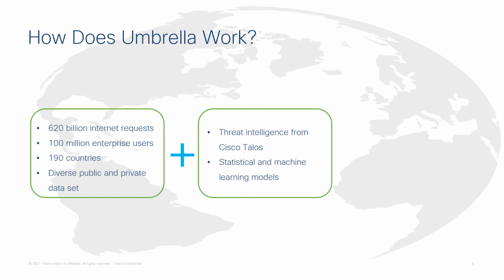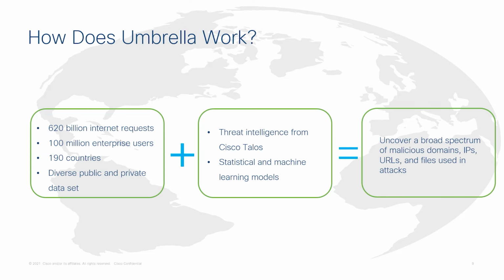Leveraging threat intelligence from Cisco Talos as one of the largest commercial threat intelligence in the world, and applying the data feed against statistical and machine learning models, Umbrella provides a constant predictive update on malicious domains and IPs. This allows Umbrella to uncover a broad spectrum of malicious domains, IPs, URLs, and files that are used in attacks. And this gives Umbrella the edge to be able to protect users in organizations against all forms of attacks.